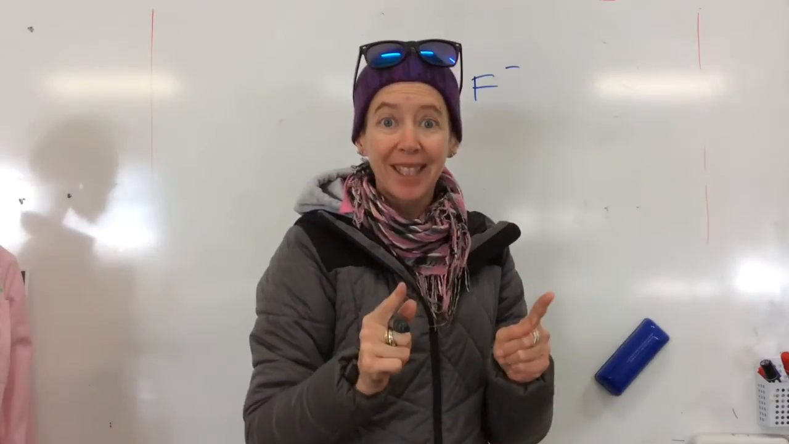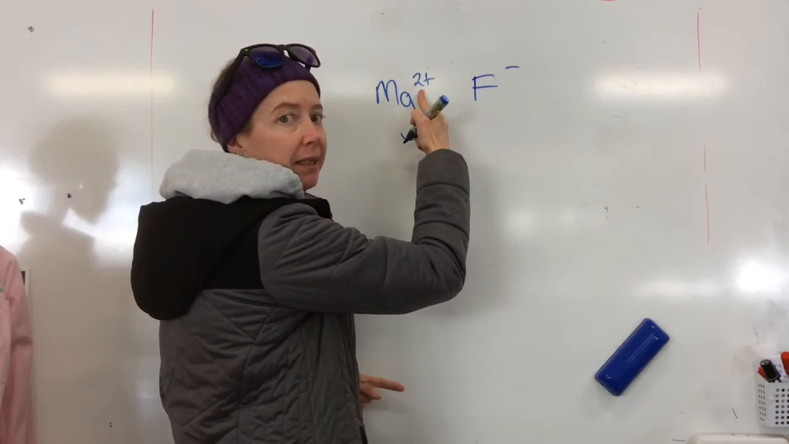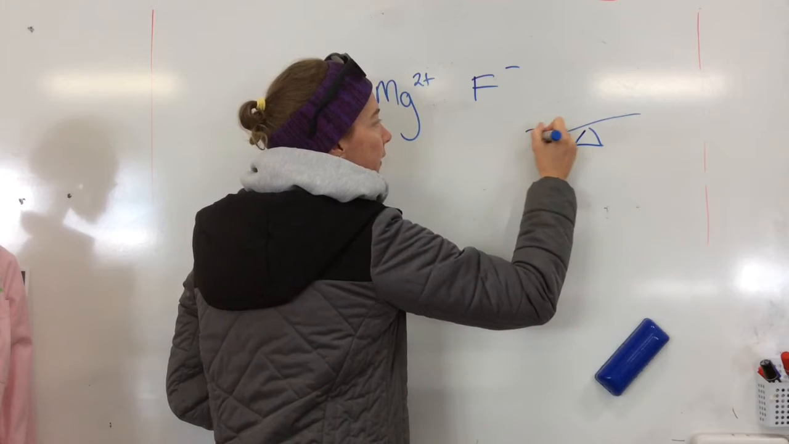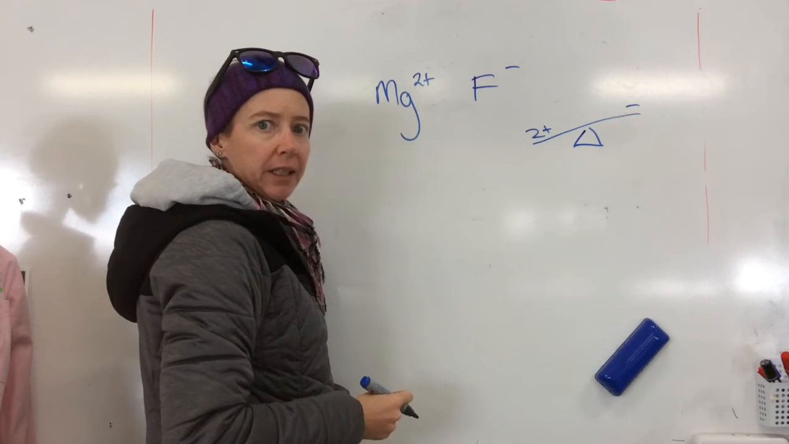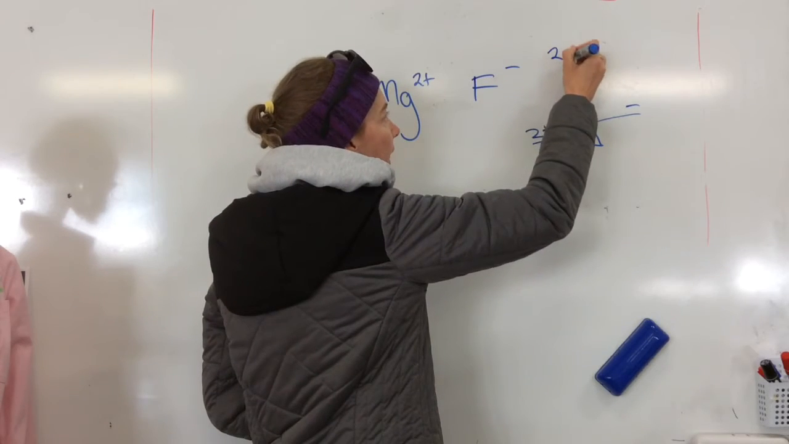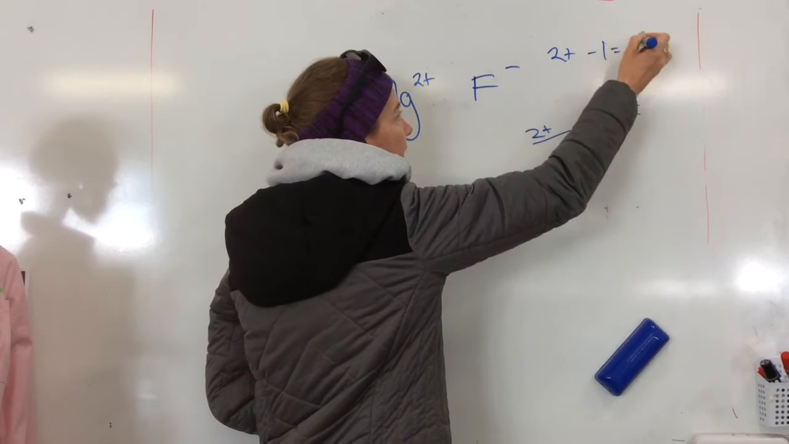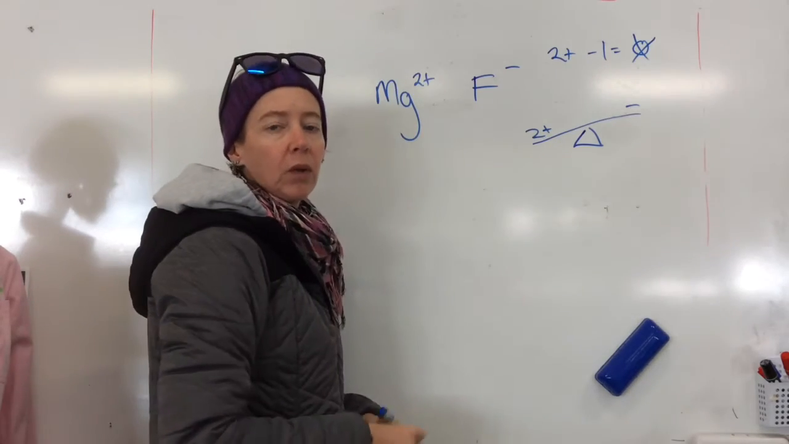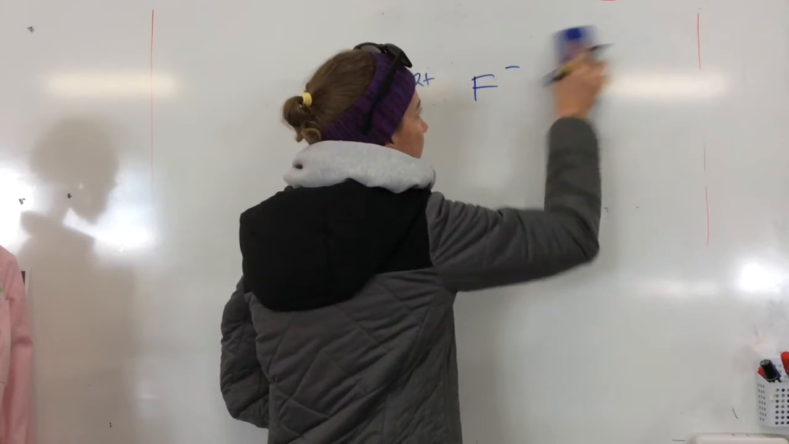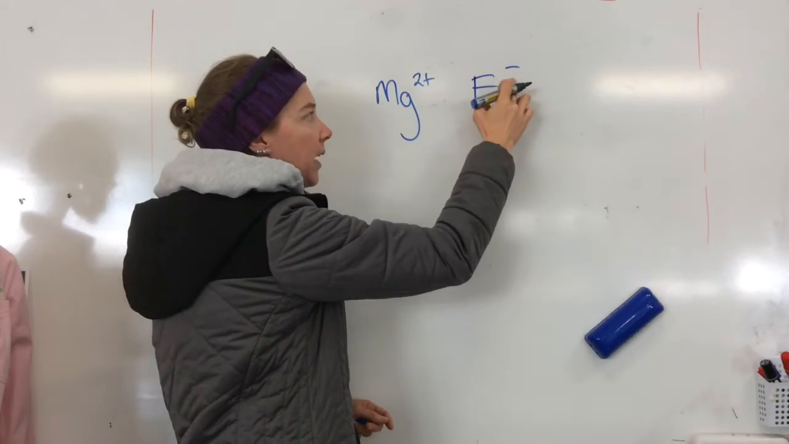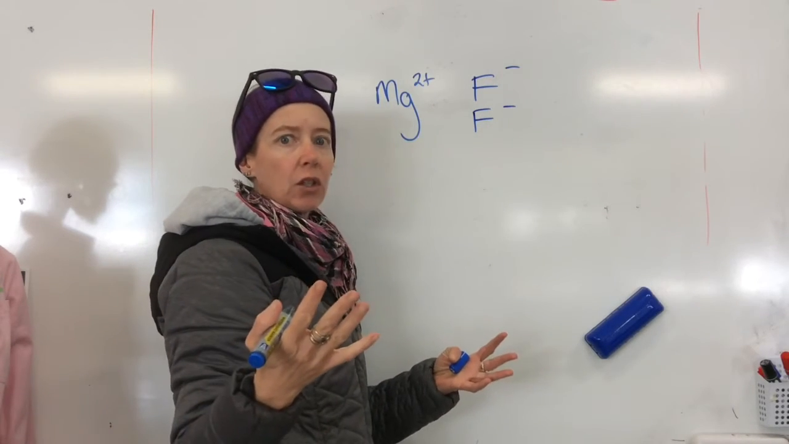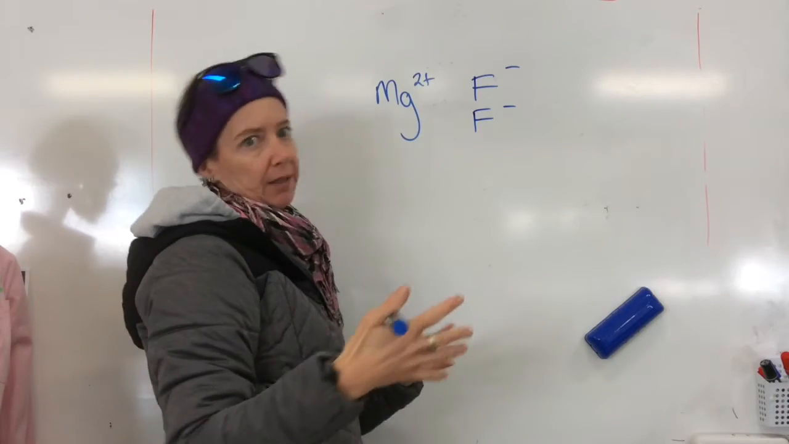I'm going to turn this into a maths equation for you. 2 plus, 1 negative. Think of a seesaw. At the moment, it is not balanced. Or if you want to think about it as a maths equation, 2 plus and 1 minus does not give us 0. We need to get it to neutral. 2 positive, 1 negative. If I add another fluoride, because it's not like you've just got 1 atom of each in a beaker. You're going to have hundreds, thousands.